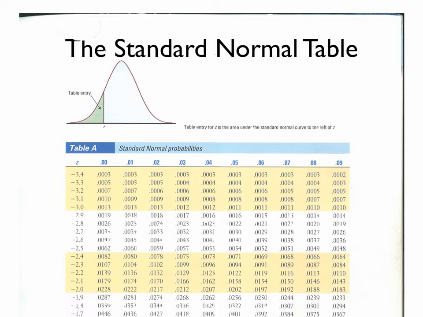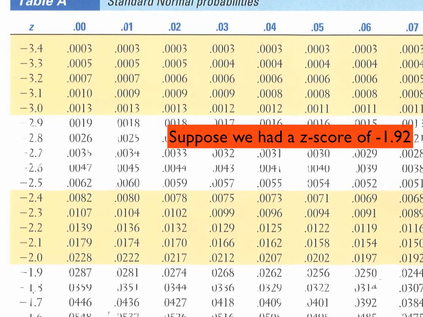In the front cover of your textbook is this table of values, Table A. And the way it works is we're looking for certain z-scores and areas shaded below. You can see in the normal curve at the top, the green shaded area is essentially what we're looking for for different values of z. So let's say we had a z-score of negative 1.92.